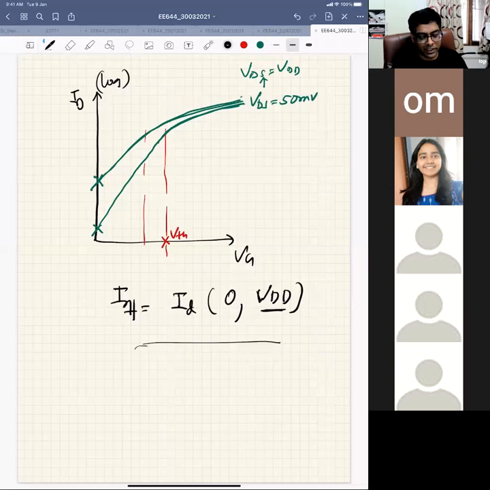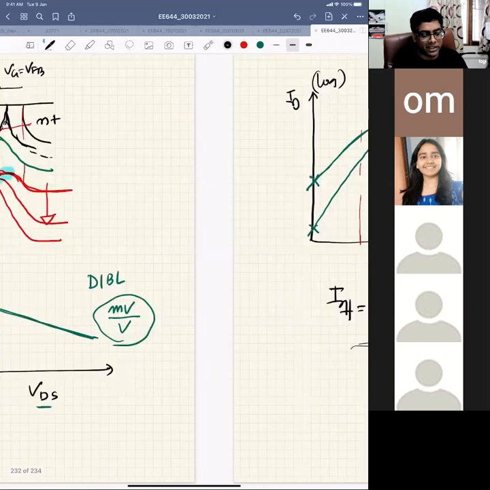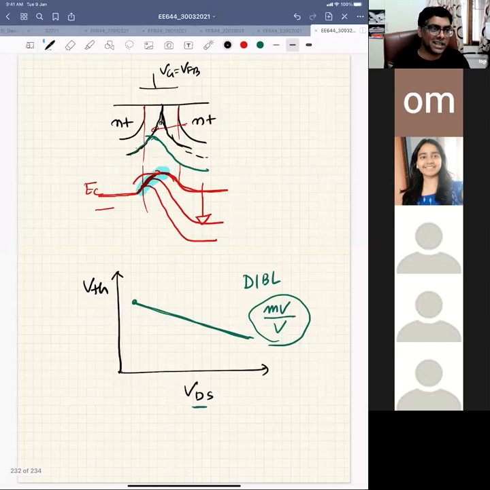How do you avoid this? The only way is the same thing: you have to reduce the charge sharing, because this DIBL is also a second order of charge sharing. We already have some charge sharing, and when you reverse bias the drain to channel junction more, you have more charge sharing. How to avoid it? The only way to avoid it is by increasing the doping.